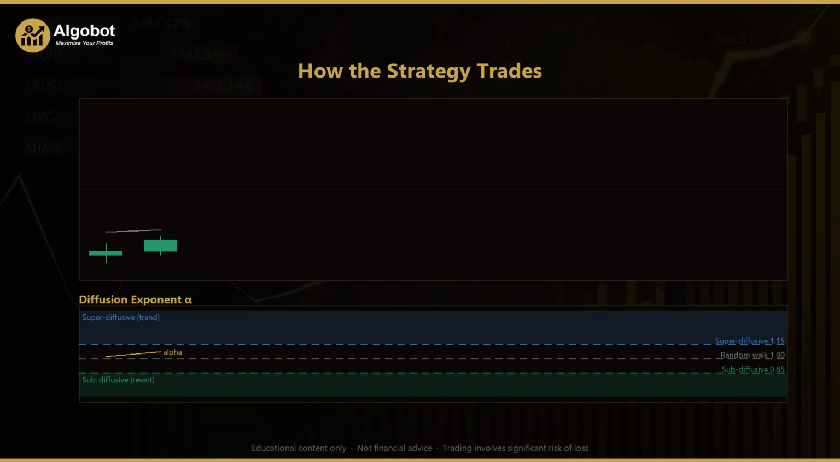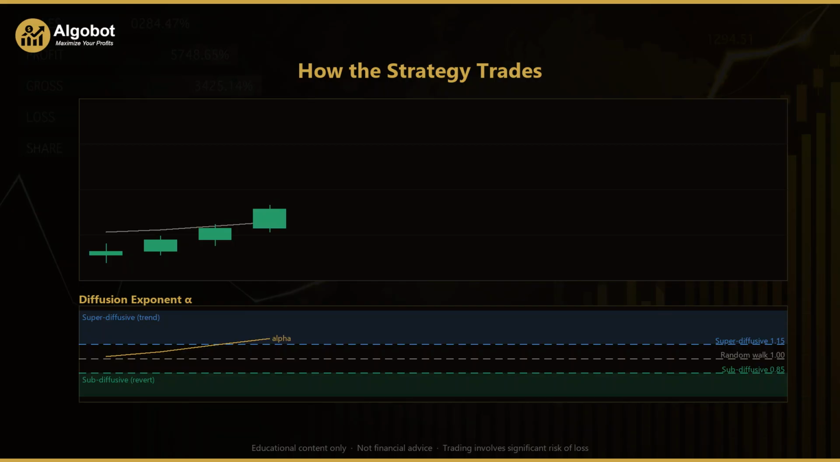Let's watch the dispersion scaling rotation strategy work through a full cycle on this illustrative chart. The candles are on top, and the panel underneath tracks the diffusion exponent, alpha, the single number that decides everything. Remember the map. When alpha climbs above 1.15, the market is super diffusive and the strategy trends with the drift. When alpha falls below 0.85, the market is subdiffusive and the strategy fades extremes. And around 1.0, it's an ordinary random walk, so the strategy stands aside.